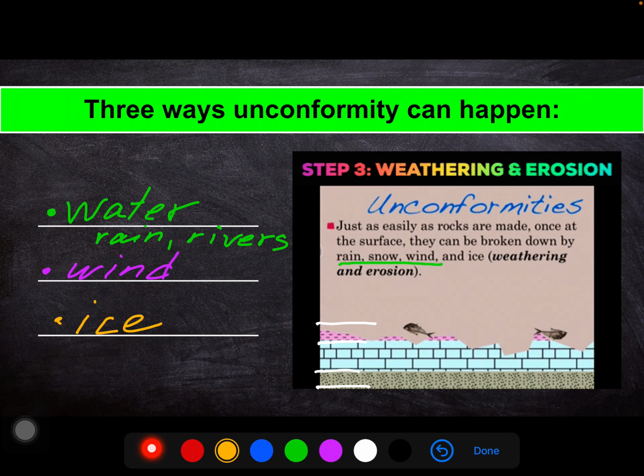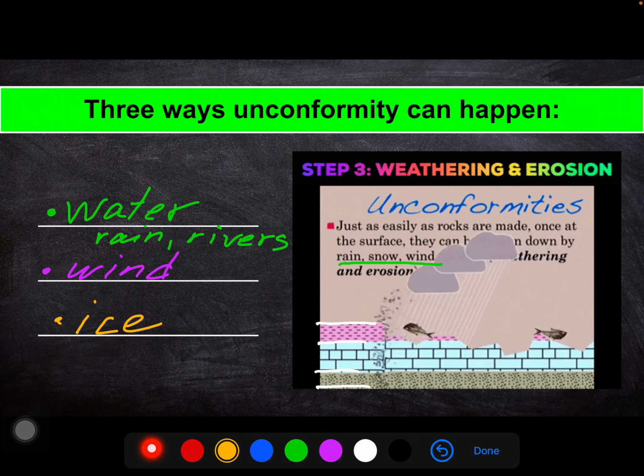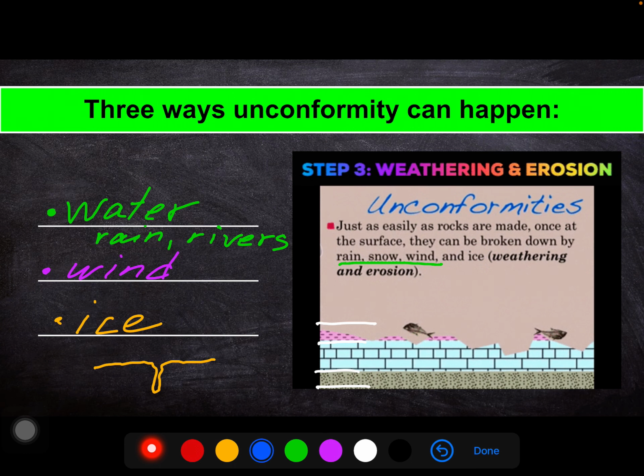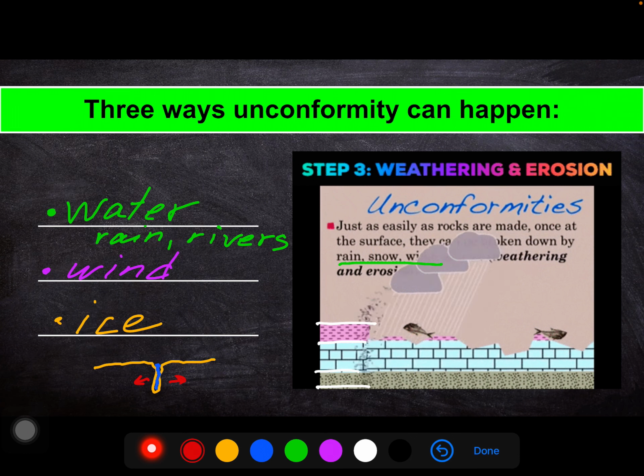And that can really happen 2 ways: glaciers can carve out the earth, or even here in Minnesota, we have ice weathering and eroding our roads. So water can get into a little crack over the daytime, and then as it freezes at night, it expands and starts to wedge that apart. So water, wind, and ice are all ways that these unconformities can happen. And rock can, like we said, go missing.